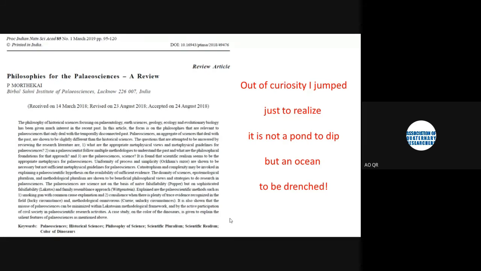This paper I published in PINSA, the Proceedings of the Indian National Science Academy journal, in 2019. It is called Philosophy for the Paleosciences: A Review. Out of curiosity, I jumped into this, but realized it is not a pond to dip in, but an ocean to trench. I would like to share a few portions from this paper. It's a bulky paper. We can go through it if you want to.